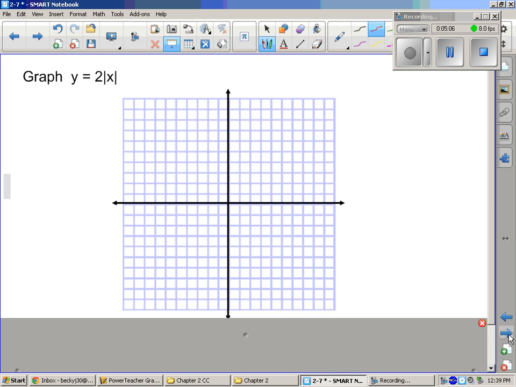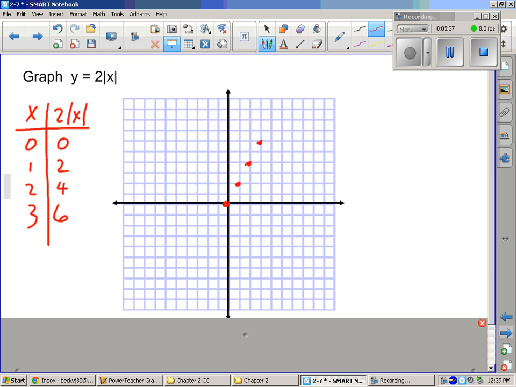All right, this time I have a 2 in front. That A value is different, so we're going to see how that changes. We're still going to make a t-chart, but this time we're going to put in the whole graph and just see what it looks like. So I'm still going to pick 0, 1, 2, and 3 and use the symmetry idea. So 2 times 0 is 0, 2 times 1 is 2, 2 times 2 is 4, 2 times 3 is 6. Plot those: (0, 0), (1, 2), (2, 4), and (3, 6).